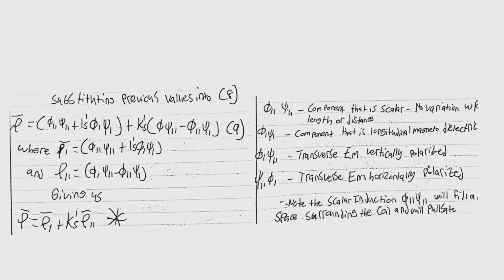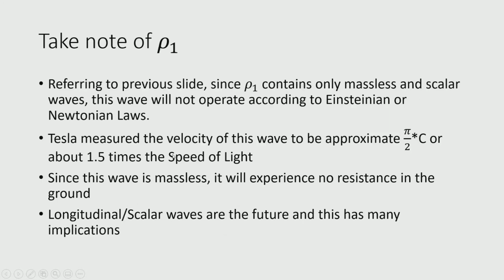But take a look at what else is going on, right? So we have phi 2 psi 2. What does this represent? It represents the scalar component. So there's no variation with respect to length or distance. Cool. Now we have psi 1 phi 1. What does this represent? It's going to represent our longitudinal magneto-dielectric wave. So this wave is very important. This is our longitudinal wave, okay, people? There's no mass inside of this wave, okay?